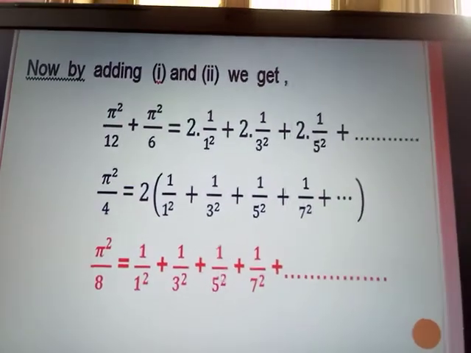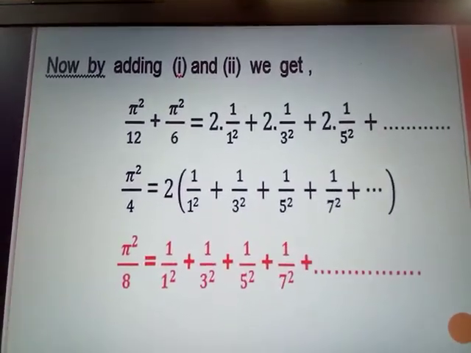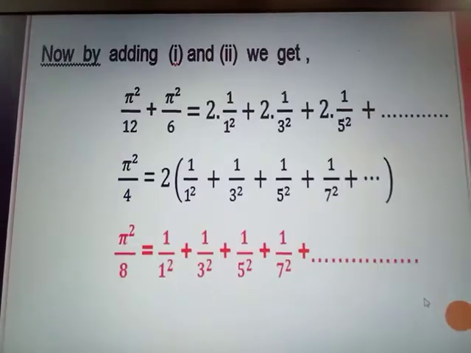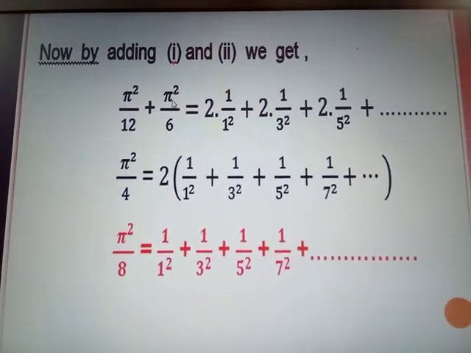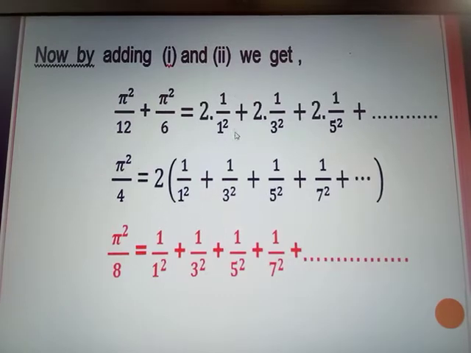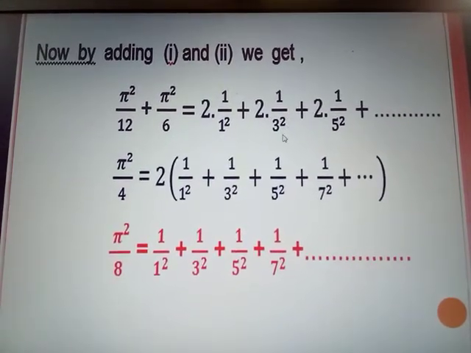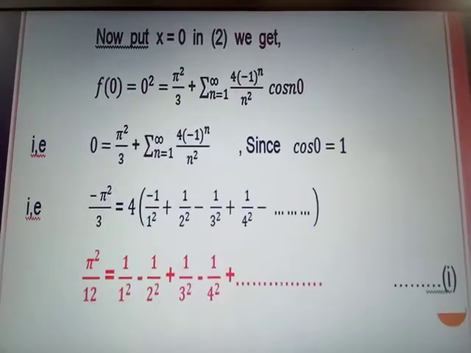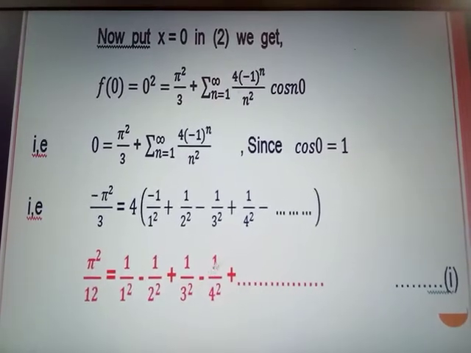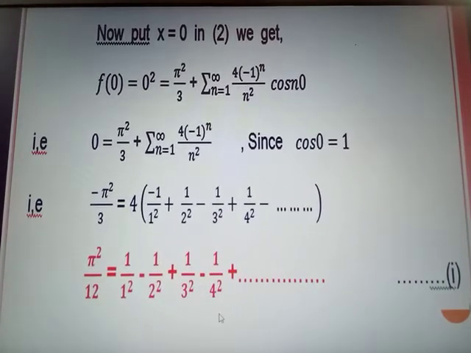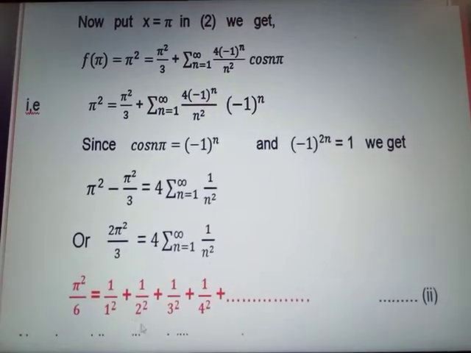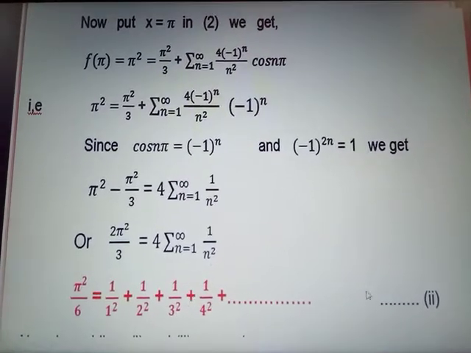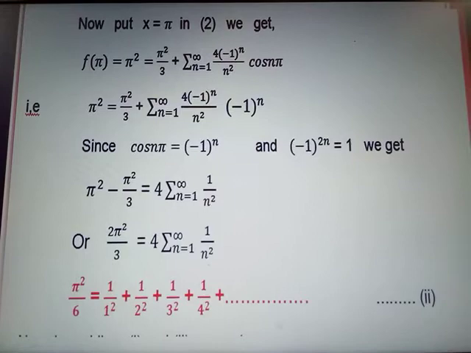now to find the last result, we have to add this equation, the first result, and this second one. We get pi square by 12 plus pi square by 6 is equal to 2 into 1 by 1 square plus 2 into 1 by 3 square plus 2 into 1 by 5 square plus and so on. Because see here, in the first result we have minus 1 by 2 square, minus 1 by 4 square, values are negative, and in this second result 1 by 2 square, 1 by 4 square values are positive. When we add these two, they cancel each other.